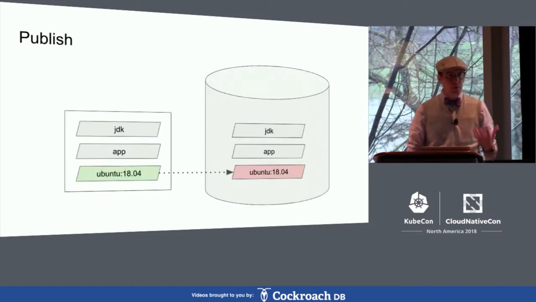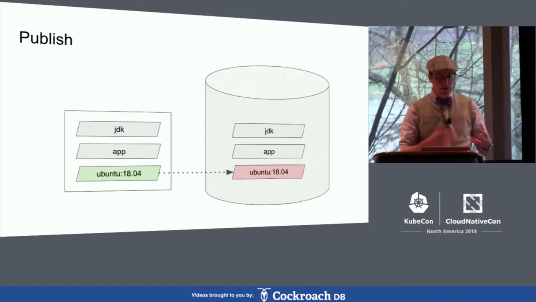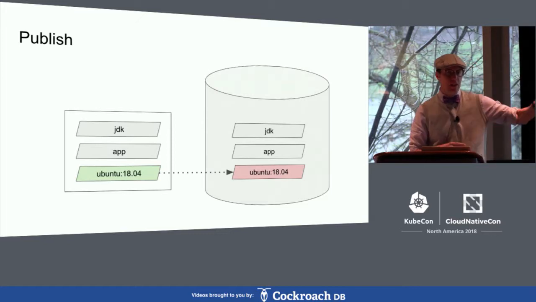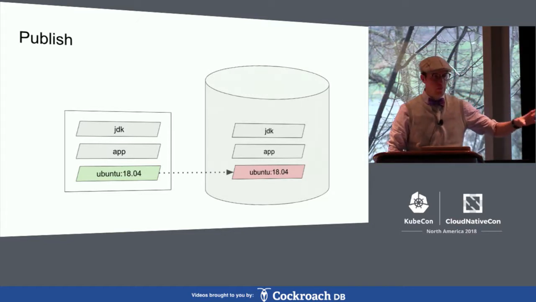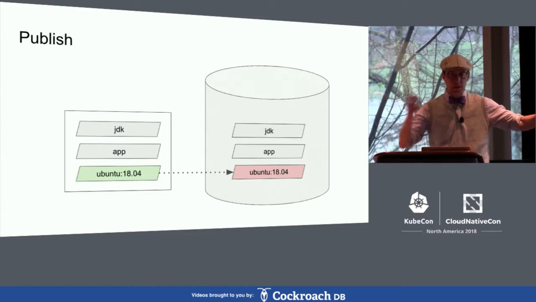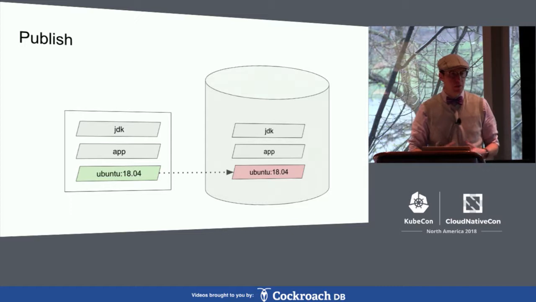So when it comes time to publish my image, the layers for the JDK and the app are already in my repository. So when I go to push the image, those don't need to be transferred. And in fact, the updated version of Ubuntu might already be in that repository because one of my coworkers or somebody else has put it there. So if it's the first time, only that layer will be transferred. But it's very possible that a rebase operation, when being published, doesn't require the transferring of any layers.